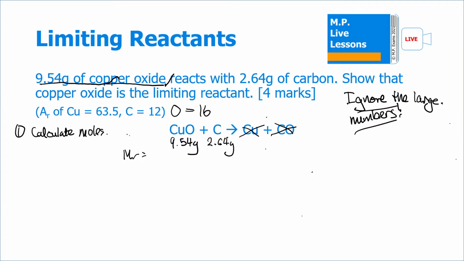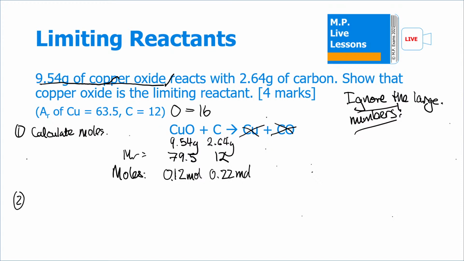You get 79.5 here, whereas carbon is just 12. So when we divide, we get the number of moles. We get 0.12 moles for the copper oxide. For the second mole, we get 0.22 moles of carbon.